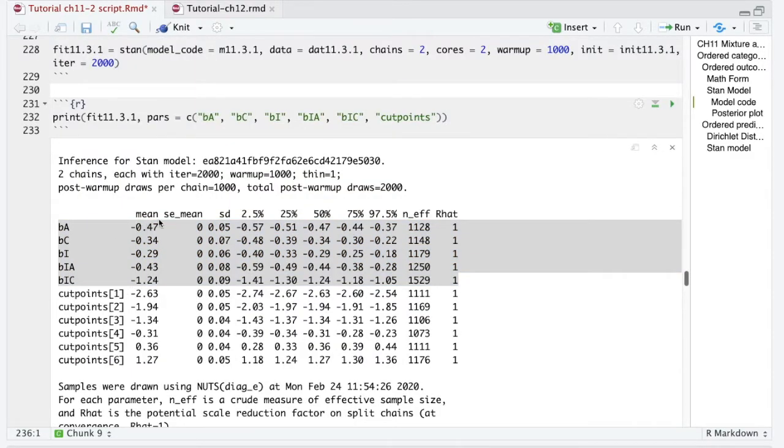You will notice that all the parameters are negative, meaning that adding any of these factors will make the situation of the trolley problem less permissible. And the effect of intention itself seems to be the least. However, the interaction of intention and contact is the strongest. And the next step for us is to visualize these results.